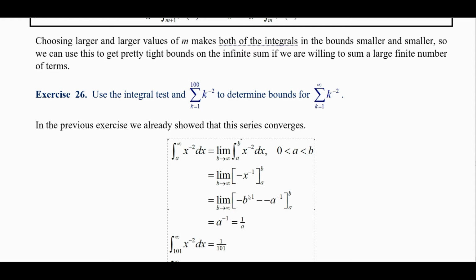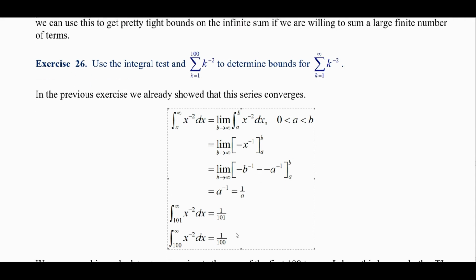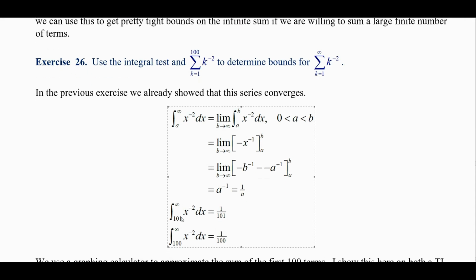And you take the limit of this first part goes to 0. Those two negatives make a plus. So we end up with just a to the negative 1, or in other words, 1 over a for the limit. So the integral from 101 to infinity of x to the negative 2 dx is 1 over 101. And the integral from 100 to infinity of x to the negative 2 dx is 1 over 100. Okay?